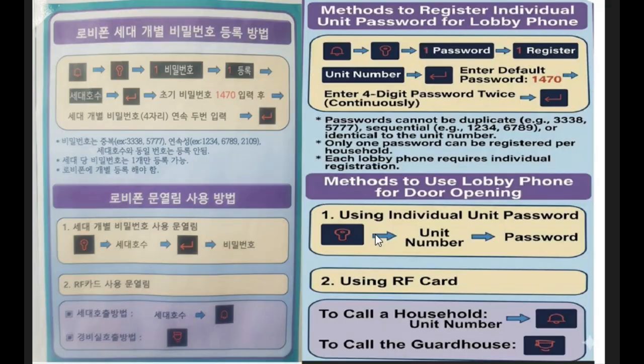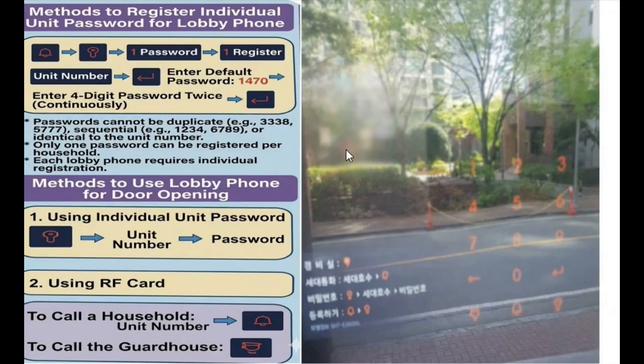Now that we understand the structure of the apartment complex, what the communal entrance is, and what the lobby phone is, let's go back to the notice we looked at earlier. Let's read it again. Method to register individual unit password for lobby phone. Yes, so what it means is that the old lobby phone had broken down and it has now been replaced with a new device. Shall we try the process?